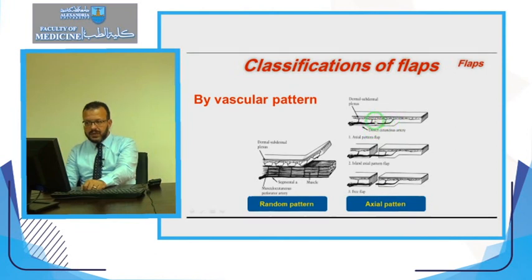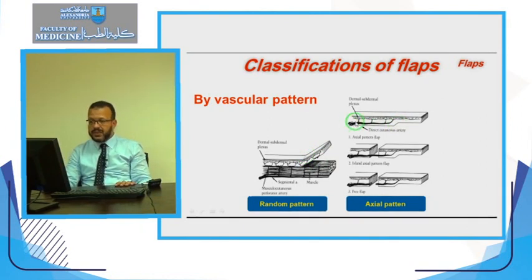If we look here, this is the flap, and this flap has no artery included inside or underneath, but it has subdermal and dermal plexus, and this subdermal and dermal plexus gets its blood from a remote artery, remote from the flap. So this is a random pattern flap. This is an axial pattern flap where the artery is included inside the flap.